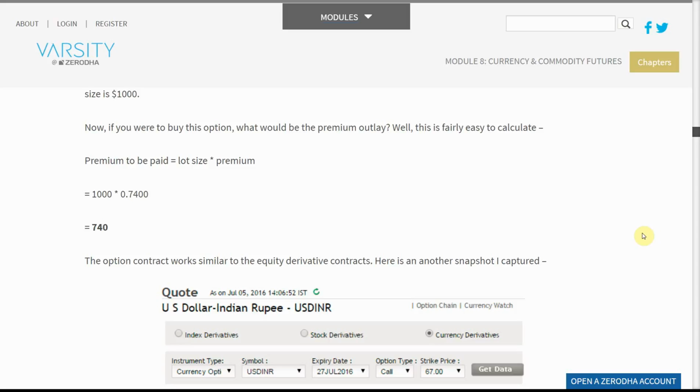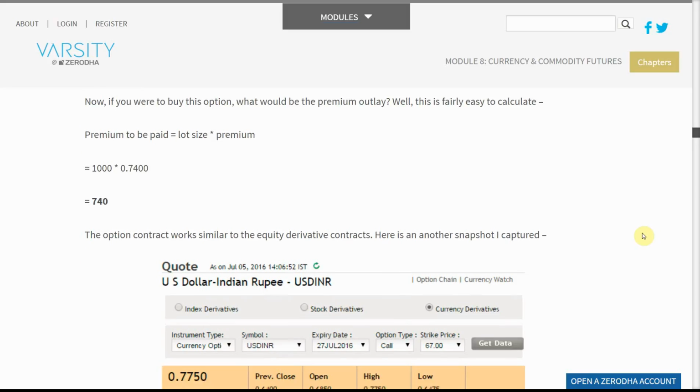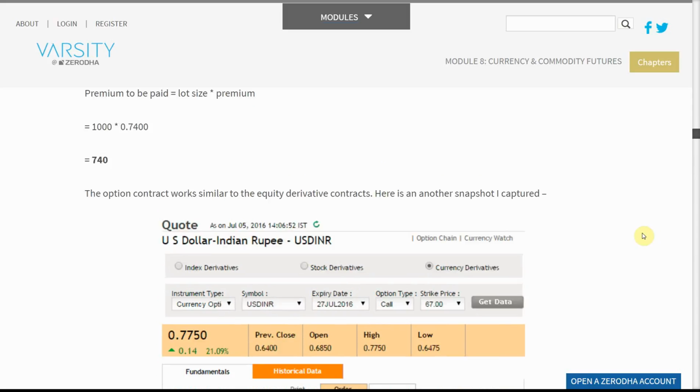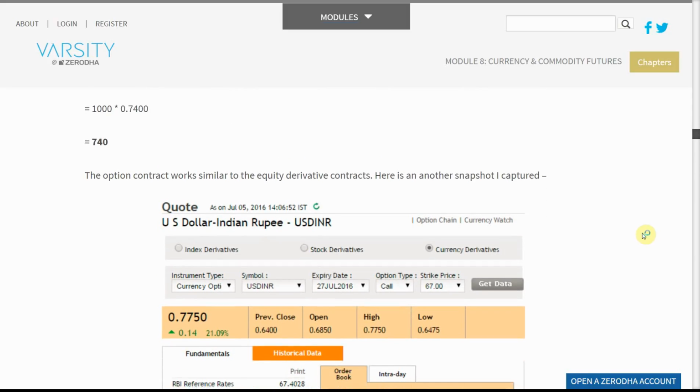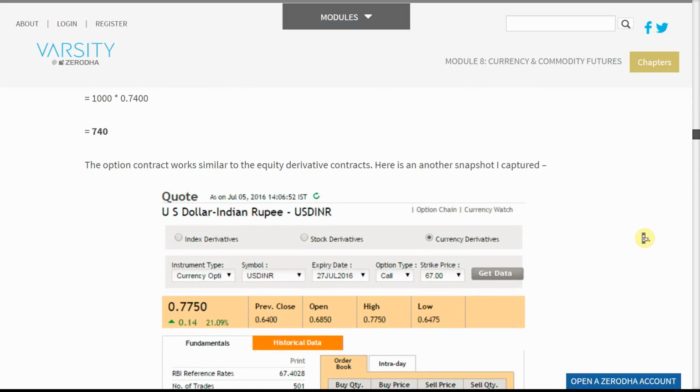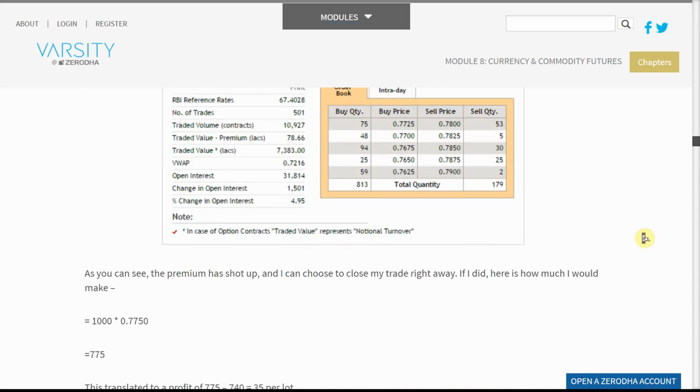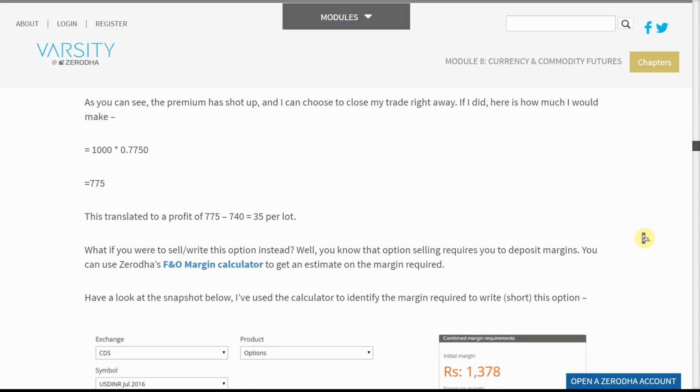The option contract works similar to the equity derivative contracts. Here is another snapshot I captured. As you can see, the premium has shot up, and I can choose to close my trade right away. If I did, here is how much I would make. Equals 1000 asterisk 0.7750 equals 775. This translates to a profit of 775 minus 740 equals 35 per lot.